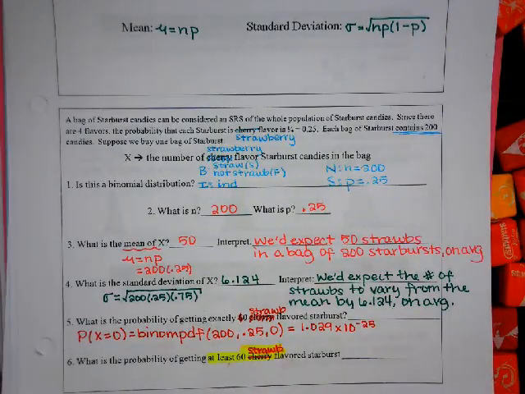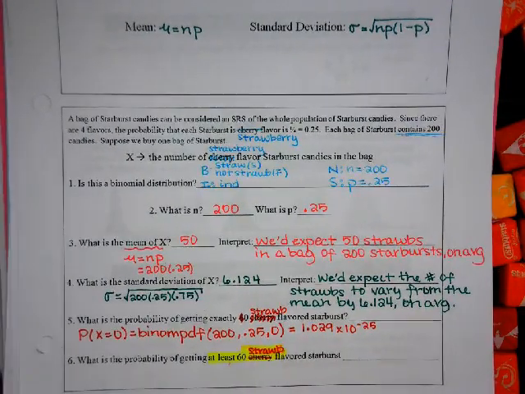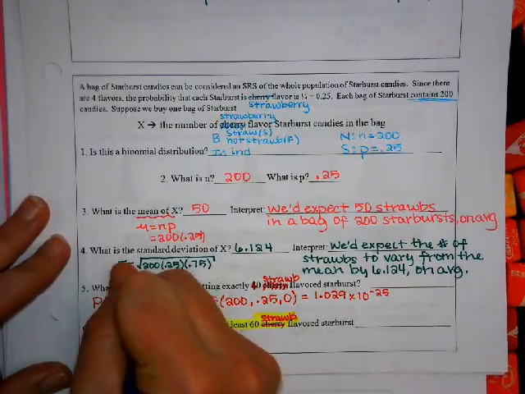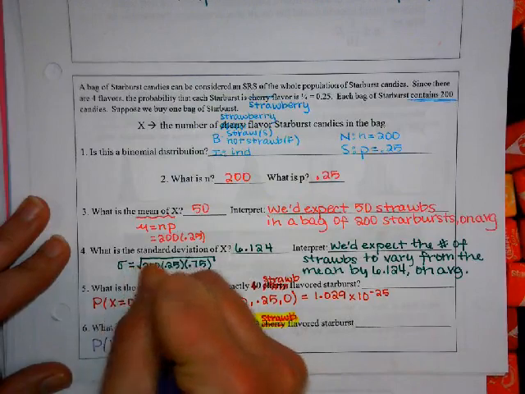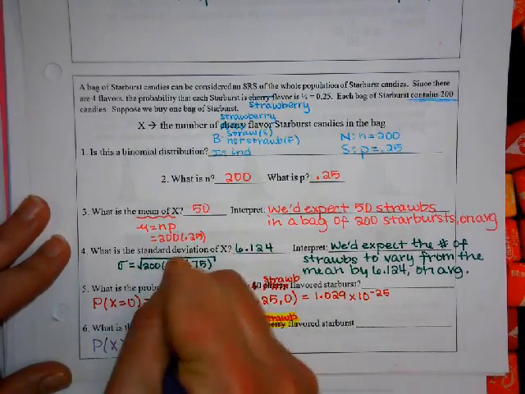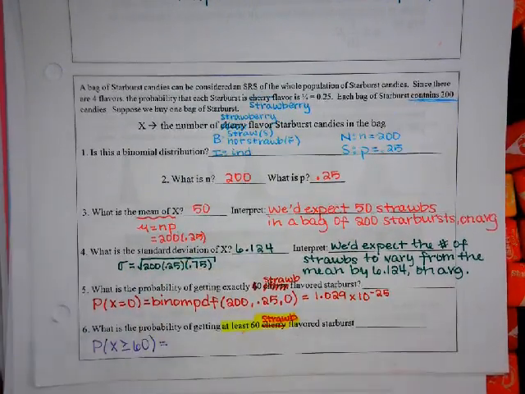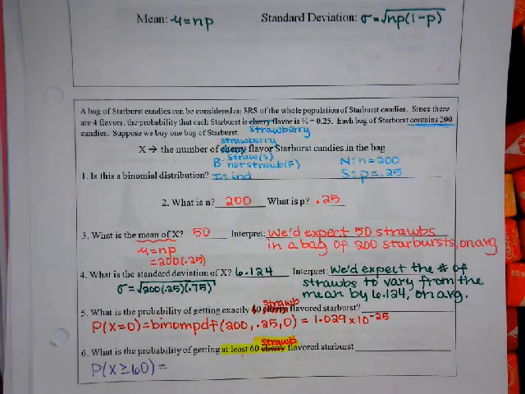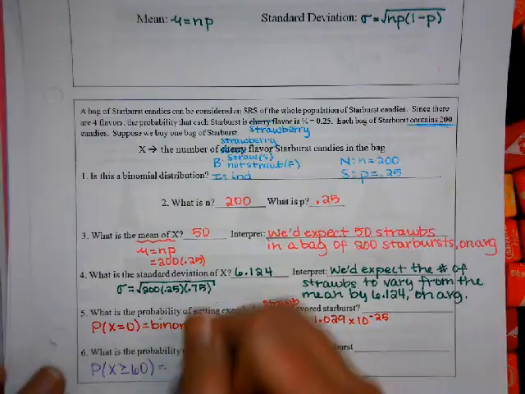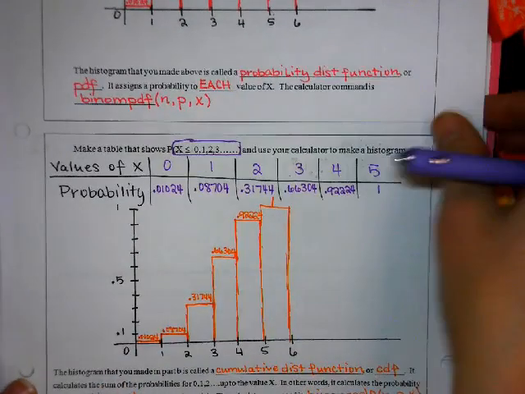Now, I taught you a calculator function for that as well. The only difference is that this calculator function, Binom CDF, is for when x is less than a certain number. So I have to take my answer and subtract from 1.